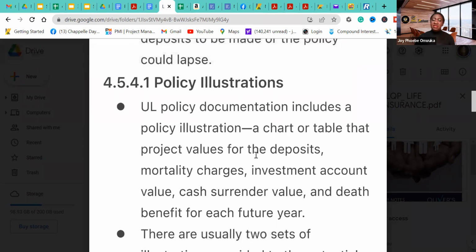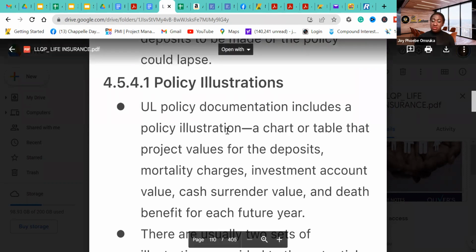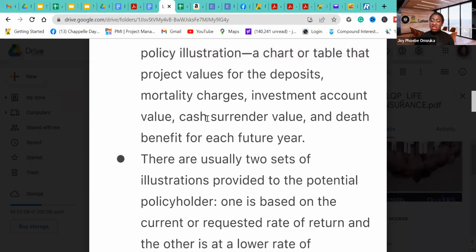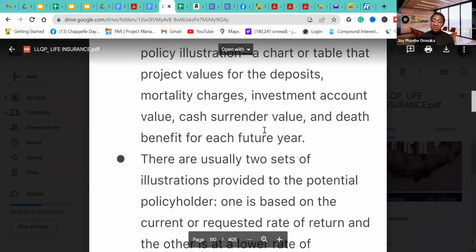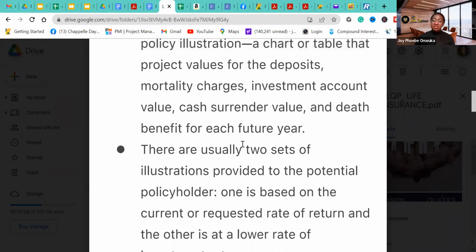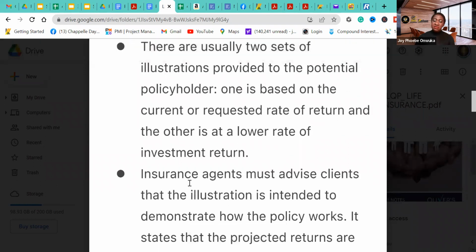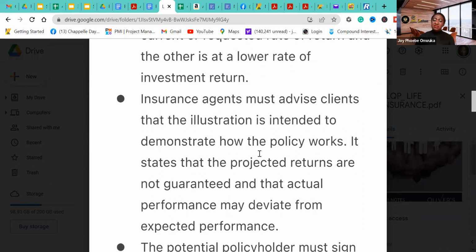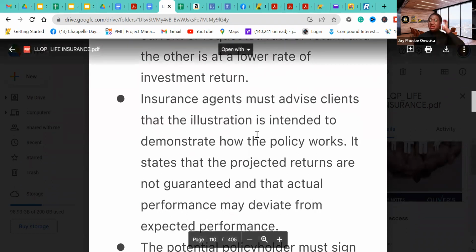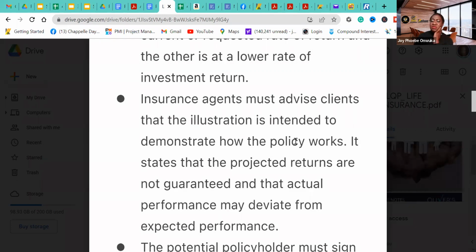All right. Now, policy illustrations. UL policy documentation includes a policy illustration, a chart or table that projects the value of the deposits, mortality charges, investment account value, cash surrender value, and death benefit for each future year. There are usually two sets of illustrations provided to the potential policyholder. One is based on the current or requested rate of return, and the other is at a lower rate of return on investment.